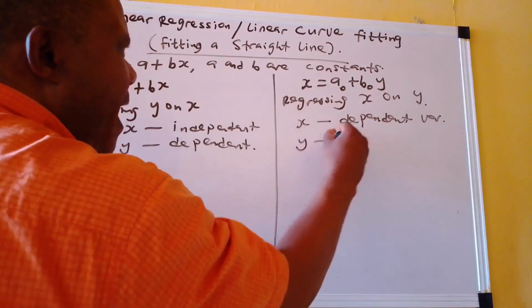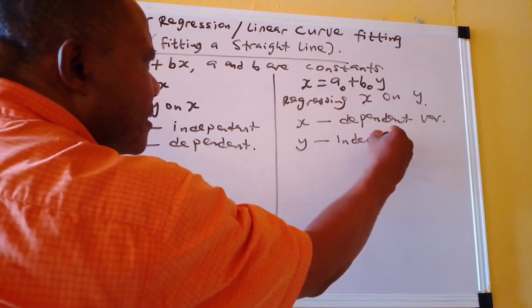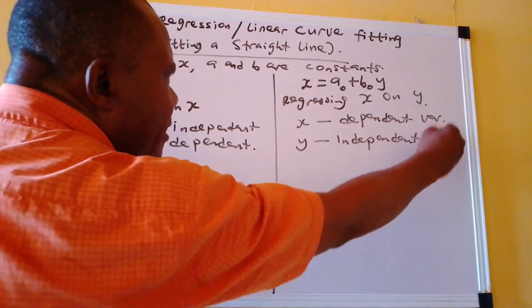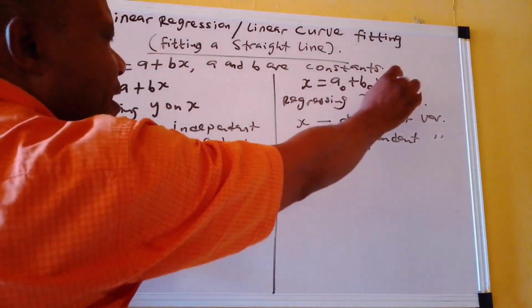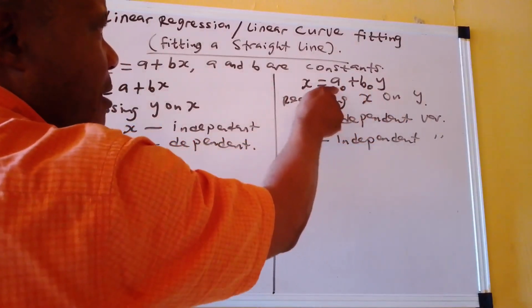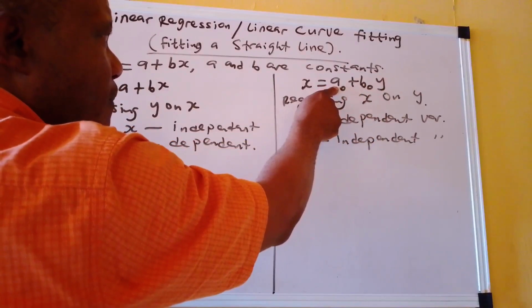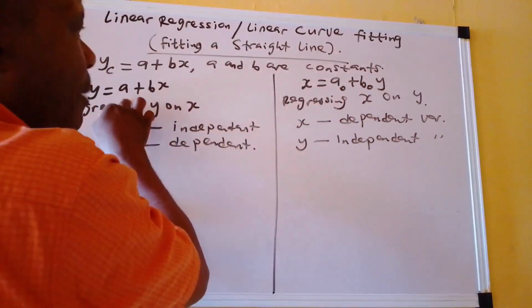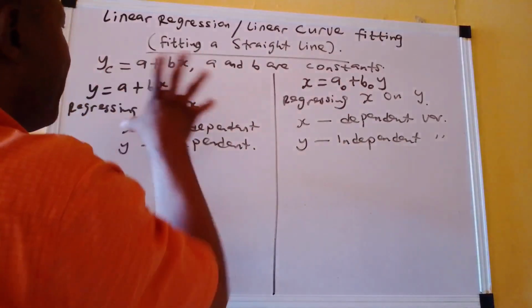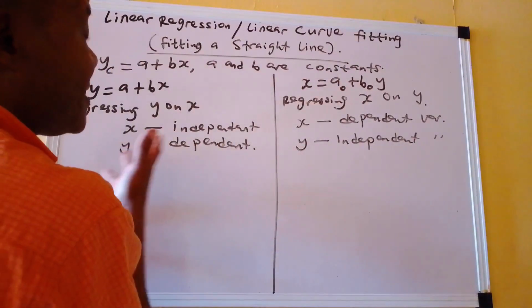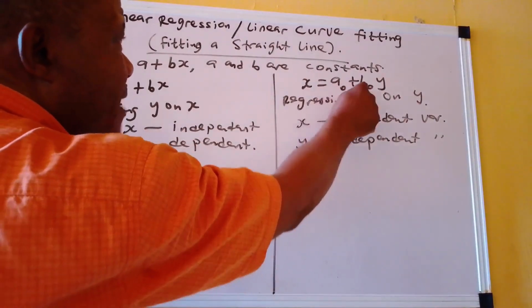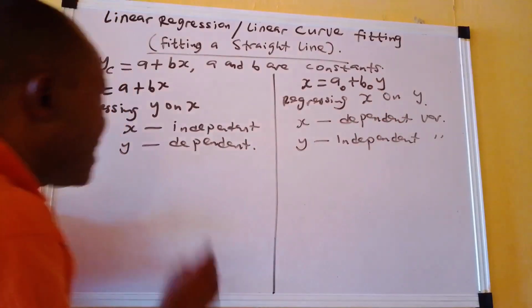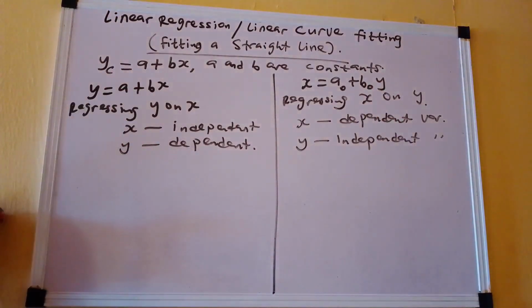Then here, our y is the dependent variable. You can see that. So this one is x on y. Here, our intercept is a naught. We use something different so that we can distinguish between the one regressing y on x and regressing x on y. So we are using a naught and b naught here as our constants. Here we are using a and b as our constants.